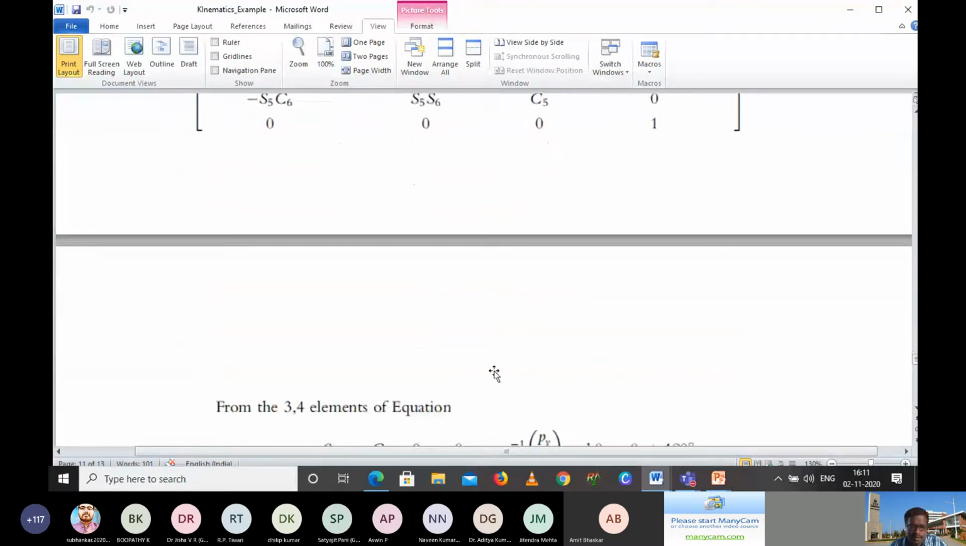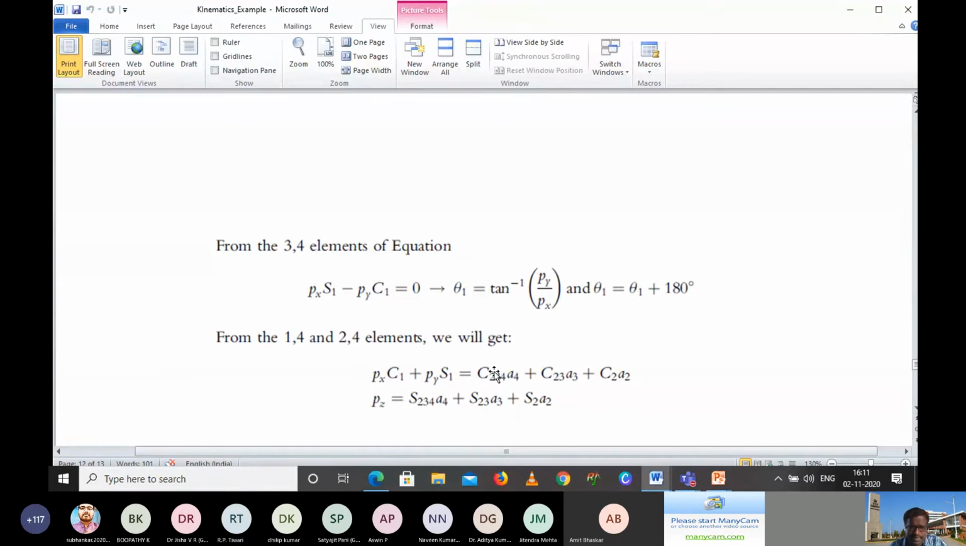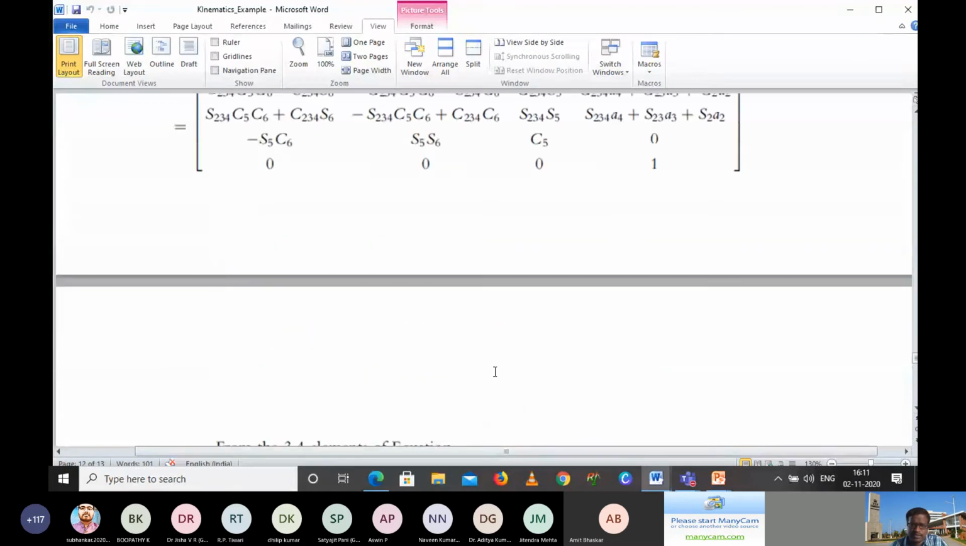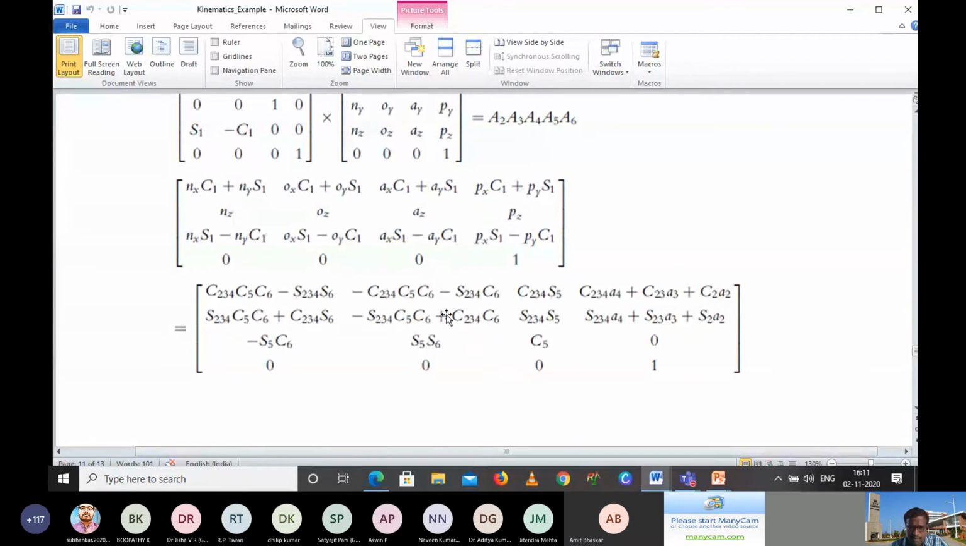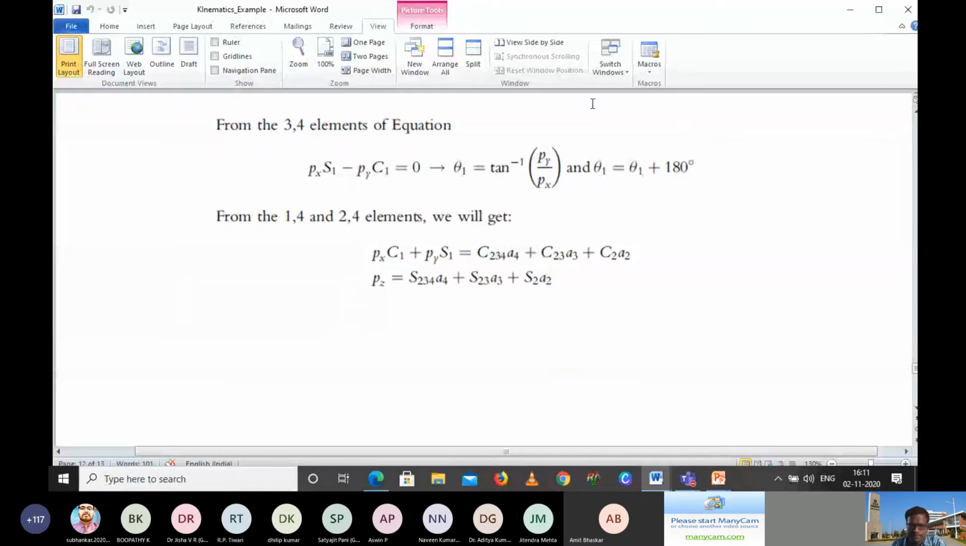To make it very simple, here you can see the 3, 4 element of the equation, that is this particular one, Px S1 minus Py C1 is equal to 0. So now you can easily calculate the parameter theta 1. Are you getting it now? So you have to equate the parameters of the matrix so that you can calculate theta 1. This is the method we have to use in inverse kinematics. Any doubts, Professor?